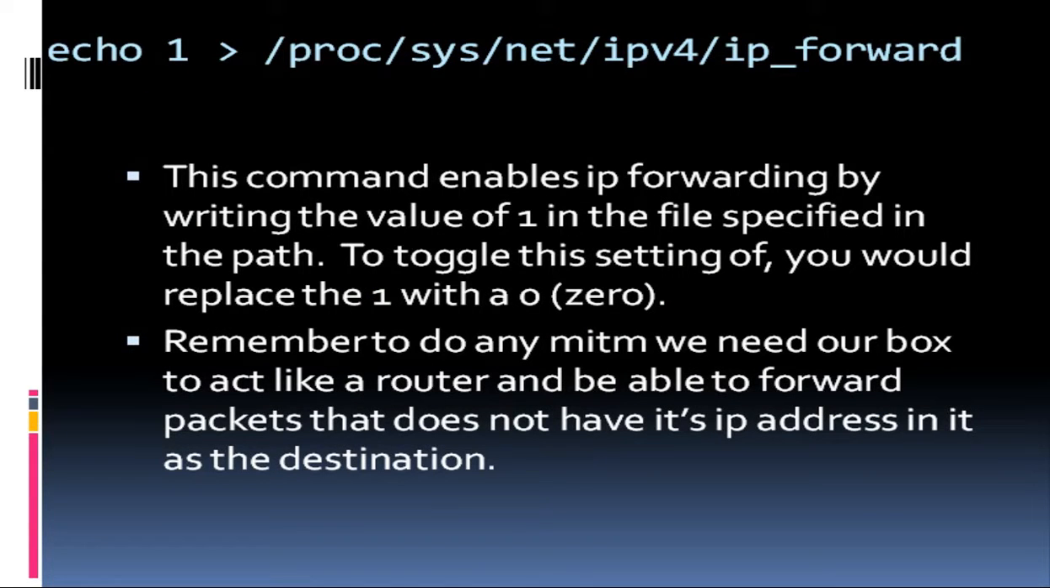Now, the first command we entered in the video, or one of the first commands, was this echo command, and basically I'm just echoing the value of 1 to this config file. This is an IP forward file, and all it does is turn on or enable IP forwarding on your Linux box. In other words, it allows your Linux box to act like a proxy. Now you can do the same thing in Windows. It's a registry edit to do it. Now remember, to do a man in the middle, we have to do this. We have to have our box acting like a router so that it can forward packets.